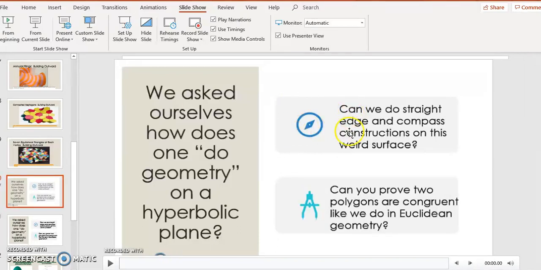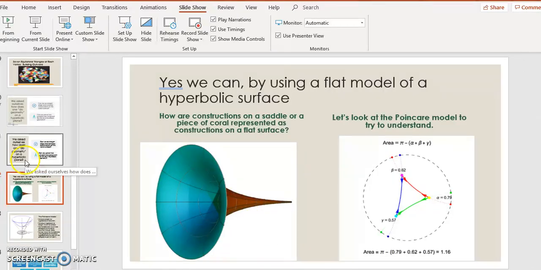So these kinds of questions came up. Can we do straightedge and compass constructions on these weird surfaces? Or can you prove that two polygons are congruent like we do in Euclidean geometry? These are the kinds of questions that popped into our minds. So the short answer is yes, you can, by using a flat model of a hyperbolic surface.